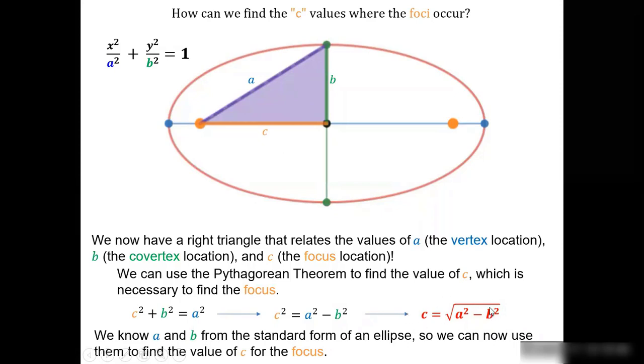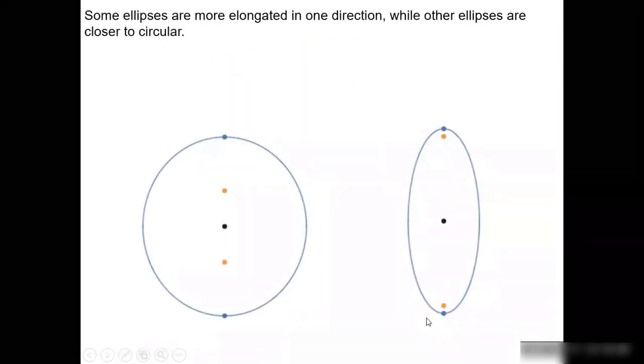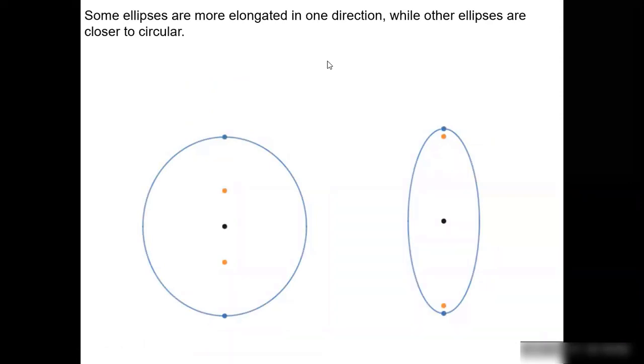So this formula is now going to be used for the same example that we just took a look at. But before we do so, let's take a look at the last type of feature of an ellipse. We should notice that some ellipses are going to be more elongated in one direction than the other. So let's take a look at this ellipse on the right. We can see that this seems to be more elongated vertically than it is horizontally.